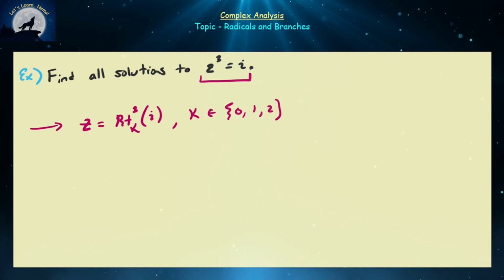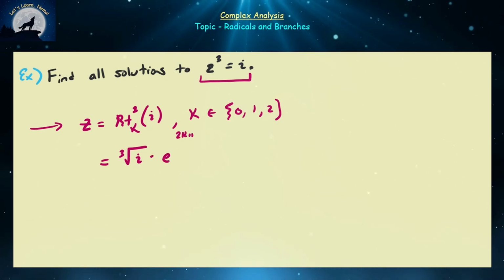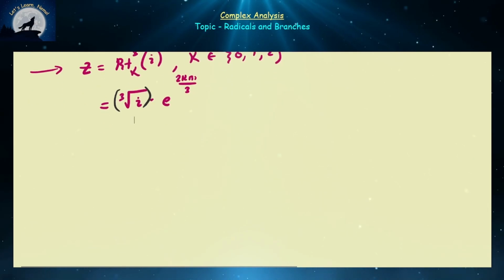So if z is equal to the cube root of i, the kth branch, we can represent this as the principal cube root of i multiplied by e to the power of 2k pi i divided by 3. So pretty much all we need to really find here is the principal cube root of i and then rotate it by 2 pi over 3. So once we do that, what will we get? Well, how do we find the cube root of i?